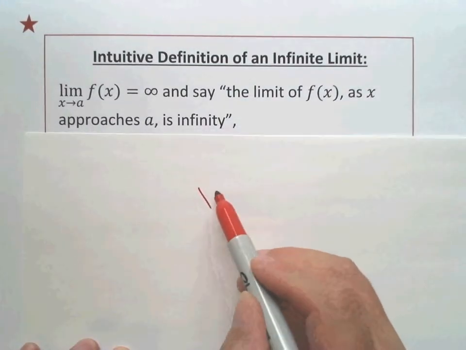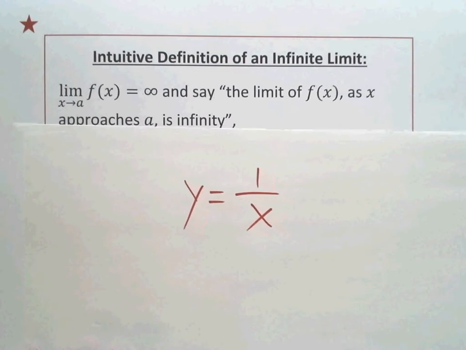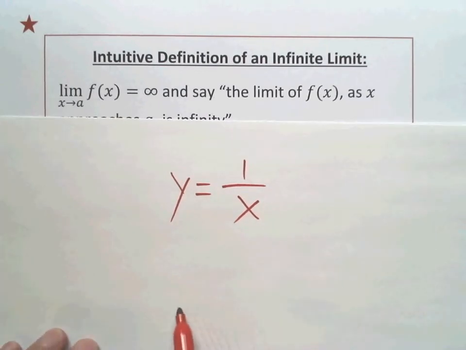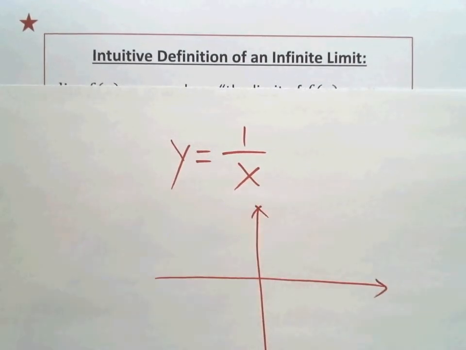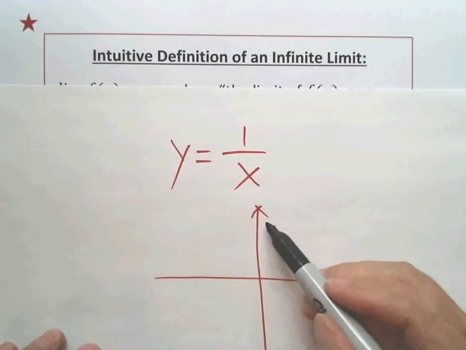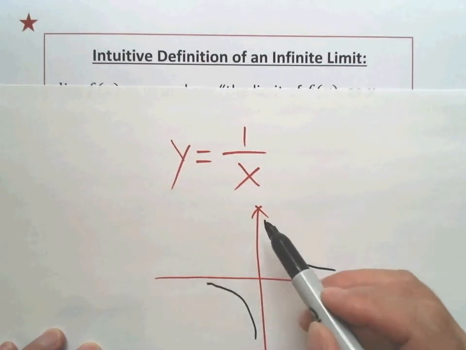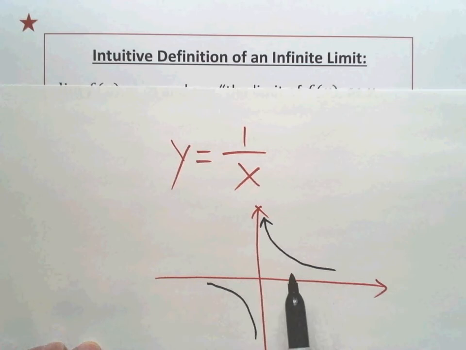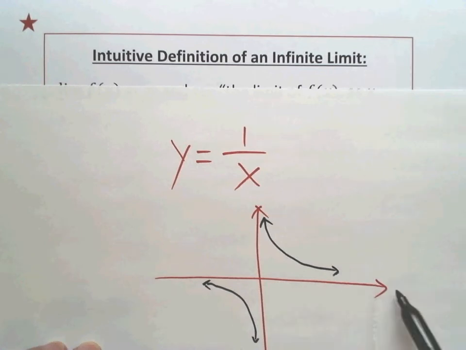Do you remember y equals this function? What is this function? This is the reciprocal function. Everyone knows what the graph looks like. So what does the graph look like? It's like this, right? Can you see? It's like this. So if these are the functions, this gets close to 0.